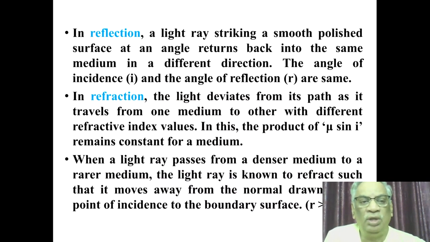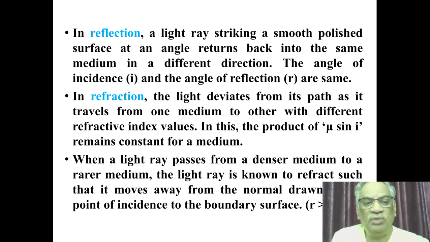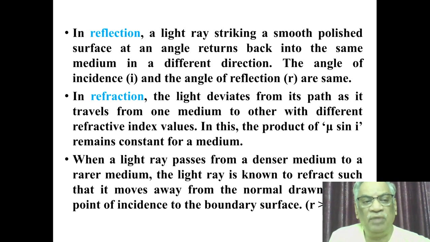We know in reflection, a light ray that strikes a smooth polished surface at an angle of incidence returns back into the same medium in a different direction. Whereas in refraction, a light ray deviates from its path as it travels from one medium to the other with different refractive index values. In this, the product of refractive index and sine of angle of incidence remains the same for a medium. Mu sin i is constant in refraction, whereas in reflection, the angle of incidence is equal to the angle of reflection.